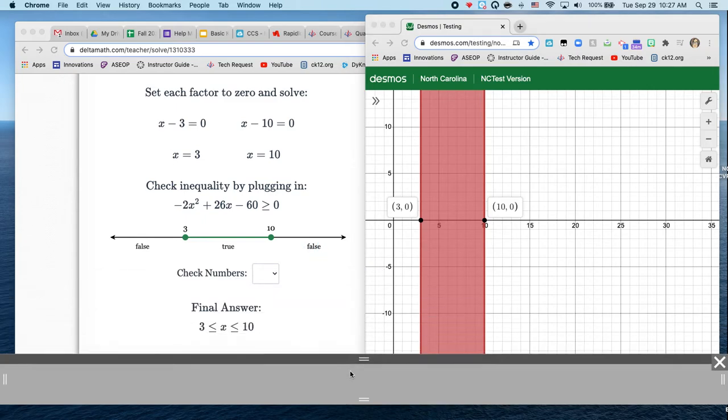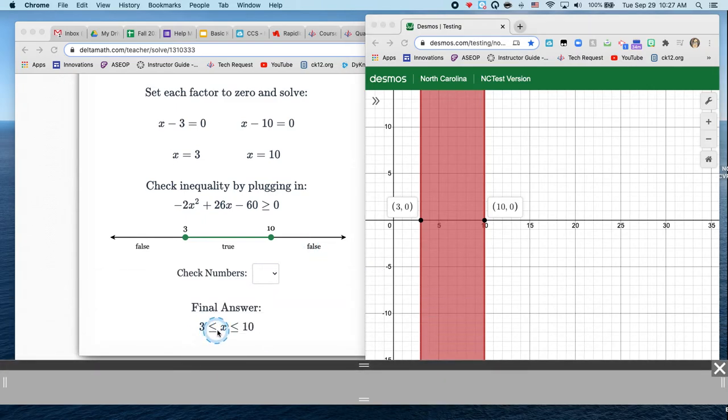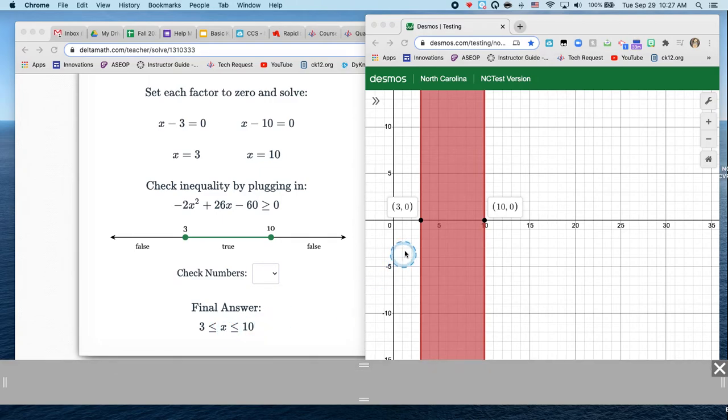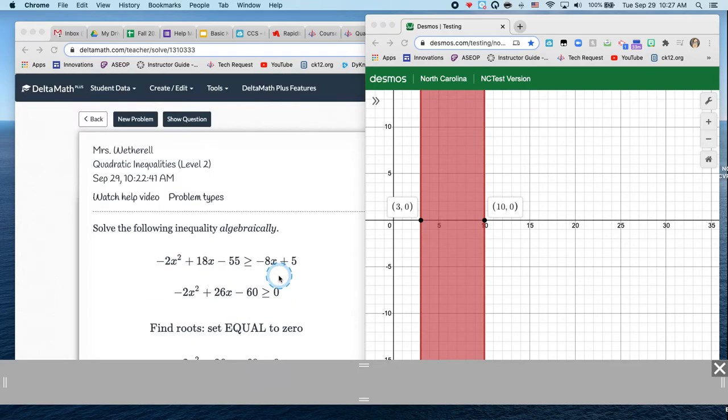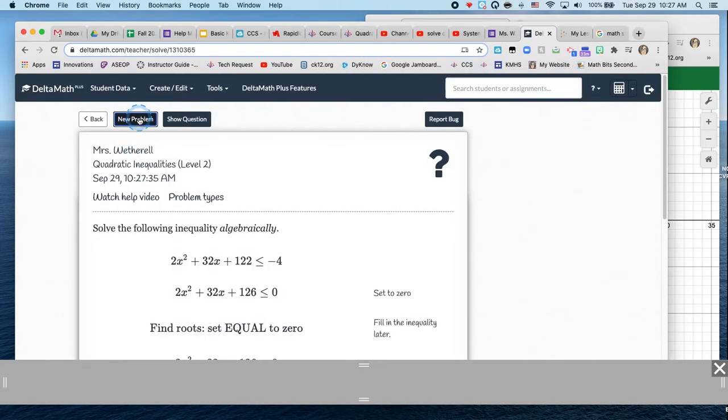Now you can solve it algebraically if you want, but 3 is greater than or equal to x is greater than or equal to 10. So that's all there is to that. Let's see if we can do one more using Desmos. Let's get a new problem.